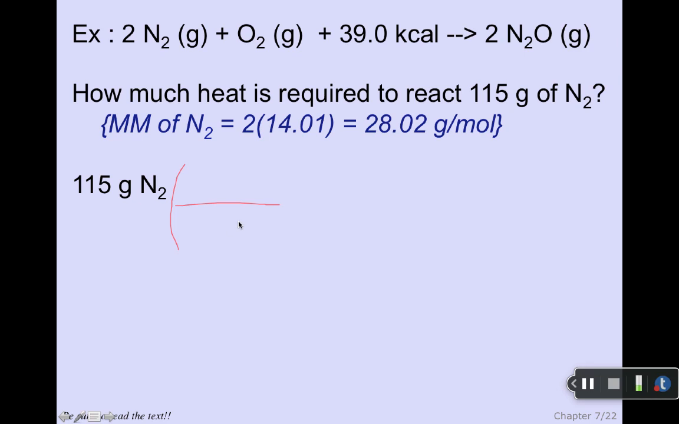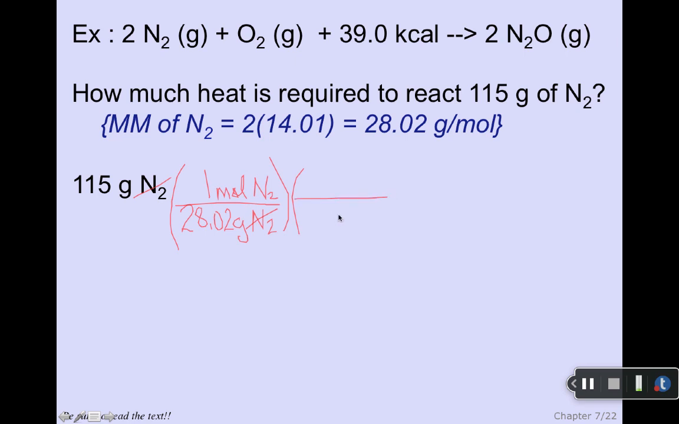So 115 grams of nitrogen, we want to cancel out grams, so put the grams on the bottom, and the 28.02 grams is going to be correlating to 1 mole of nitrogen. And what's going to cancel by the time we've gotten this far? Looks to me like grams of nitrogen. And we're not done yet. We want kilocalories. We want heat.